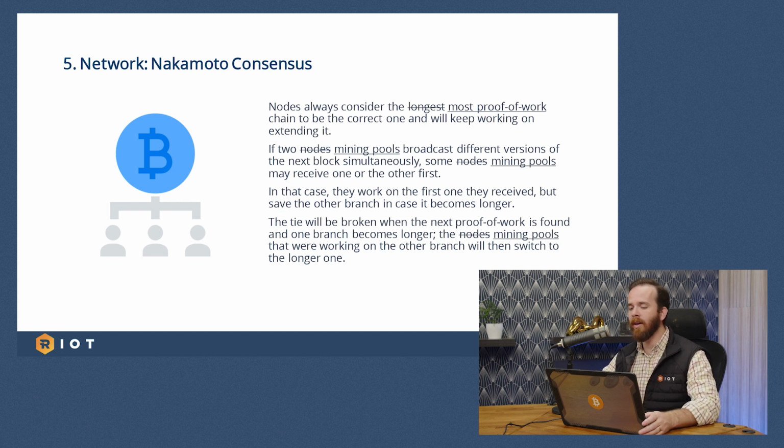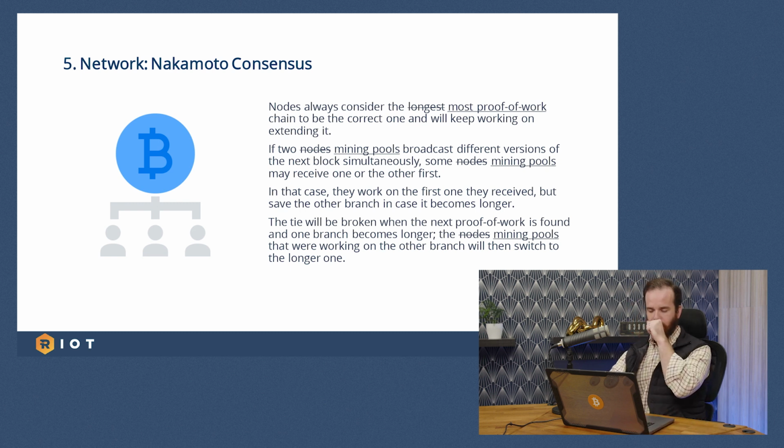And so if 2 mining pools broadcast different versions of the next block simultaneously, some mining pools may receive one or the other first. In that case, they work on the first one they received, but save the other branch in case it becomes longer. The tie will be broken when the next proof of work is found and one branch becomes longer. The mining pools that were working on the other branch will then switch to the longer one.